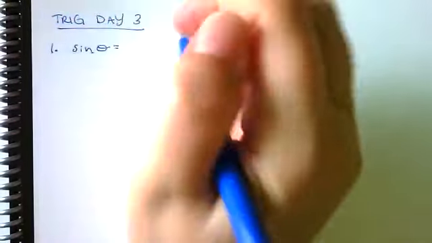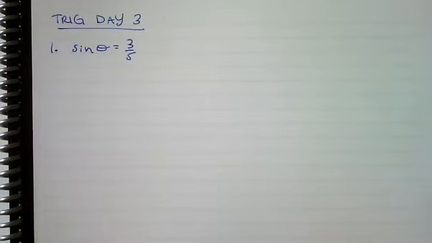Hey everyone, this is Trig Day 3. So today I'm going to be giving you a trig function, and then I'm going to be asking you to find the other 5. So for our first question here, if sine of theta equals 3 over 5, what are the 5 other trig functions?